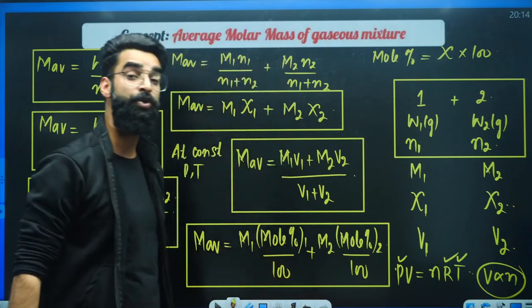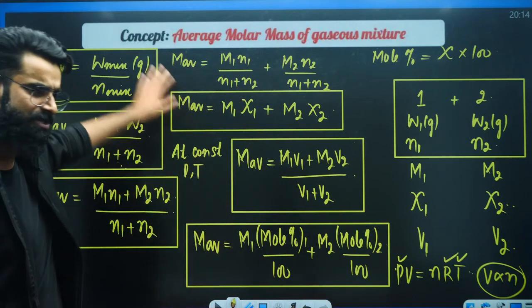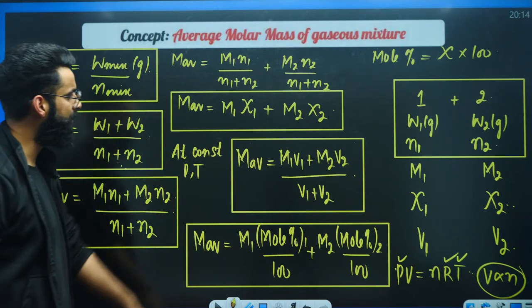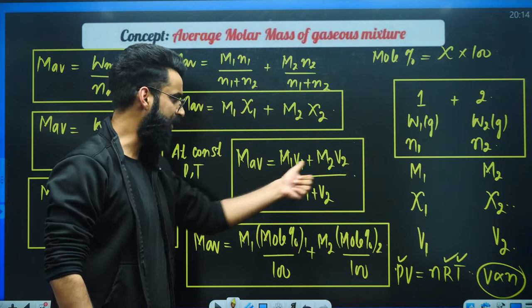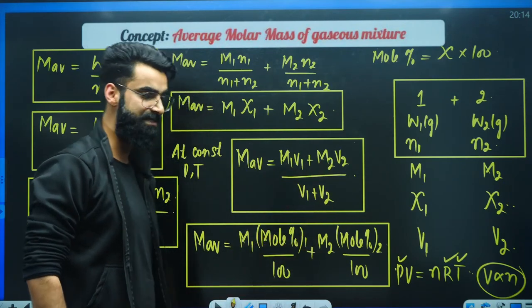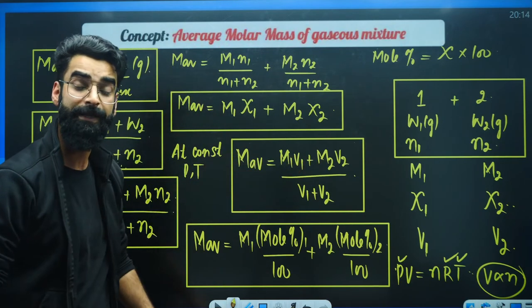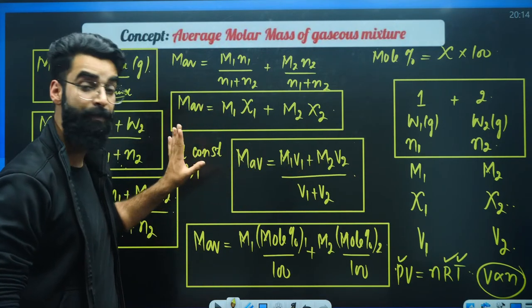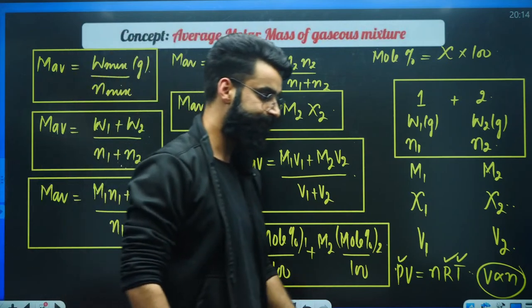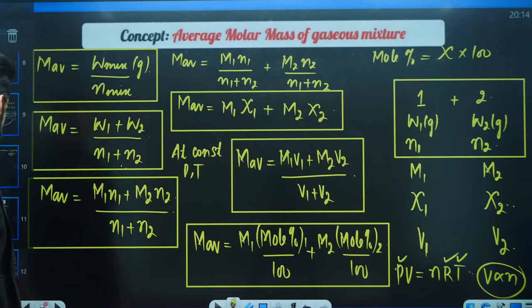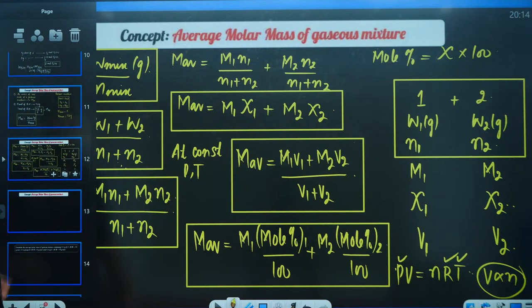And how many formulas do we have to calculate the average molar mass of the mixture? Mass formula, moles formula, mole fraction result, volume result, and mole percentage result. But this particular result, the volume result, is valid only when the pressure and temperature of the mixture are kept constant.